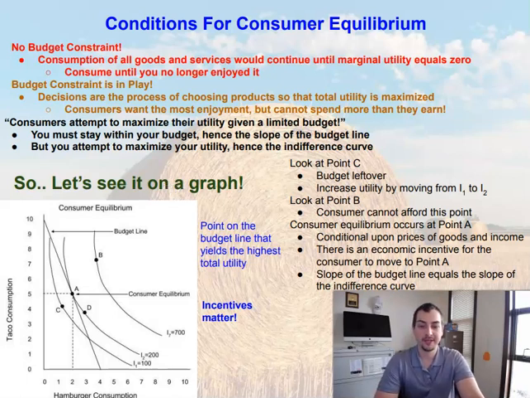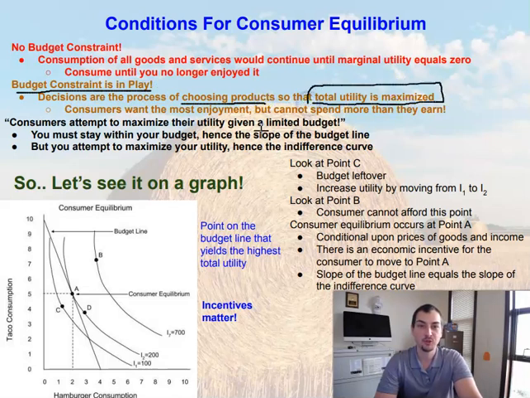But the harsh reality is we don't live in a world without a budget. We do live in a world with a budget. So this budget constraint does come into play. Decisions are a process of choosing the products so that total utility is maximized. So we're going to bring that all the way back to when we talked about consumer economics, that we are attempting to maximize satisfaction. We are trying to maximize that total utility given that budget.